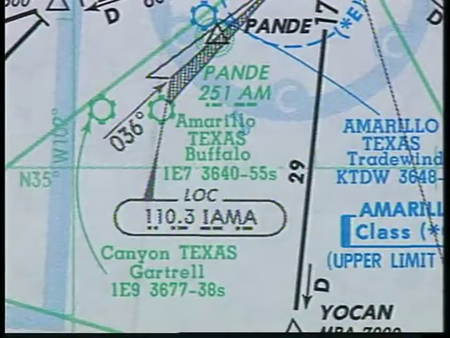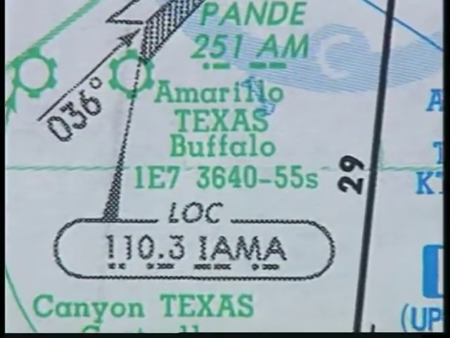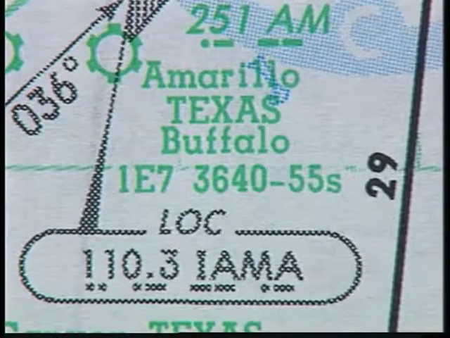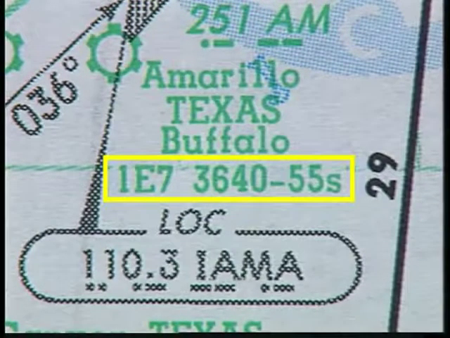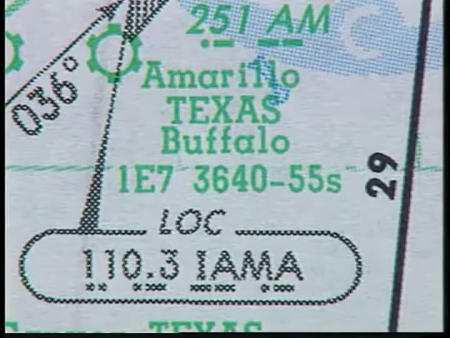Locations of airports without published instrument approaches are indicated with lowercase letters, and the lettering and symbol are in green. These VFR airports also contain an airport identifier, airport elevation, and runway length. An S indicates a soft surface. The absence of an S means it is a hard surface.